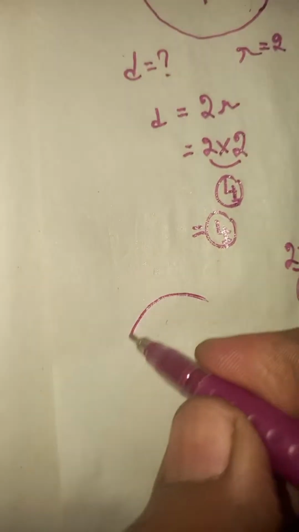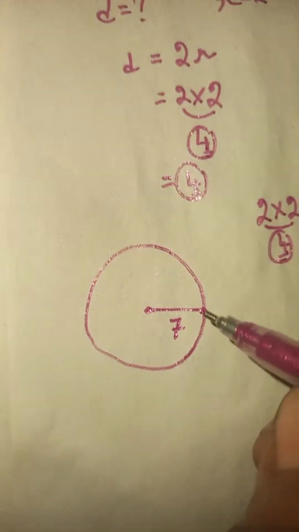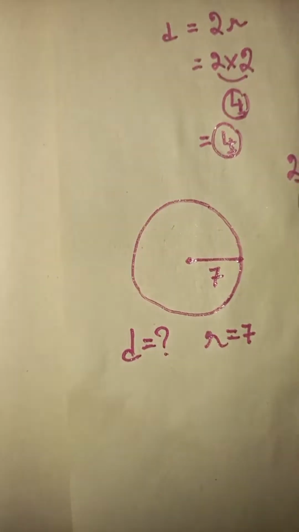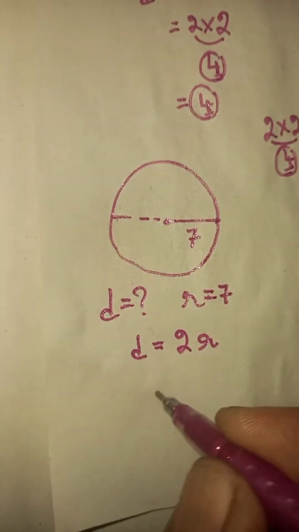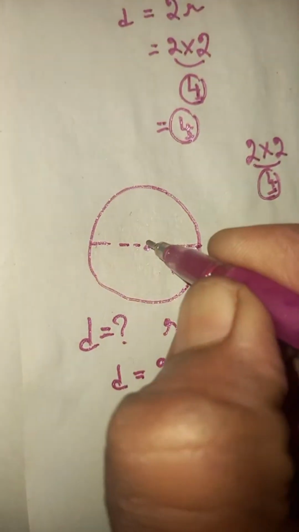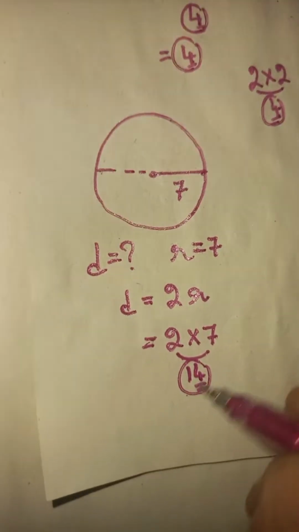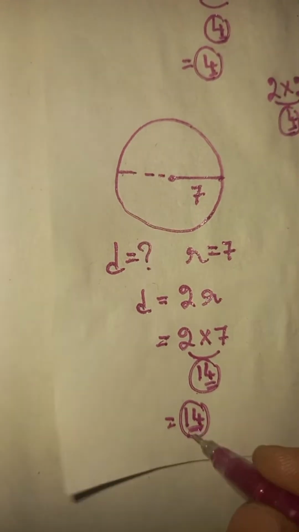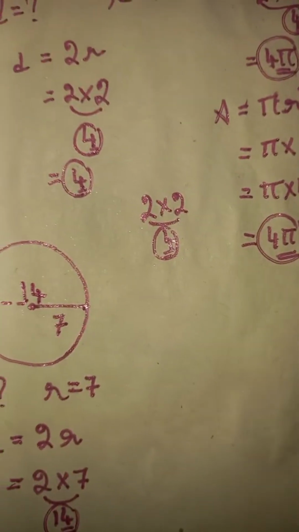Let's take one more circle. Here they have given this circle, and in this circle they have given the radius as 7 units. When the radius is 7 units, you need to find out what's the diameter. Diameter of this circle is 2 times the radius. So it's going to become 2 times this radius 7 units, 2 times 7 becomes 14. So 14 units is the diameter of this circle. Now let's find out what's the perimeter.